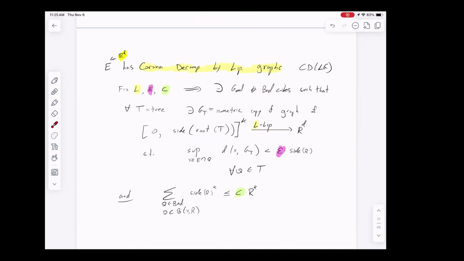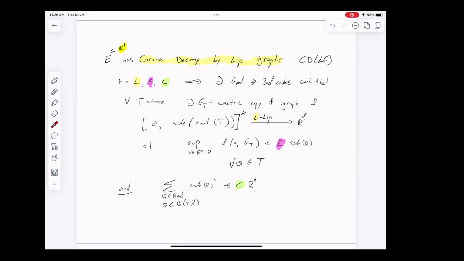So this first came into existence in R^d, and I think David and Semmes, and maybe earlier Semmes, were the ones that did this in the 90s, maybe 1990. So E has what's called a corona decomposition by Lipschitz graphs. It's usually denoted like this. You fix a priori constants: L is going to be the Lipschitz constant of the graphs, epsilon is going to be the goodness of approximation, and C is going to be how many bad cubes you allow. And you have a decomposition of the tree into good and bad cubes.